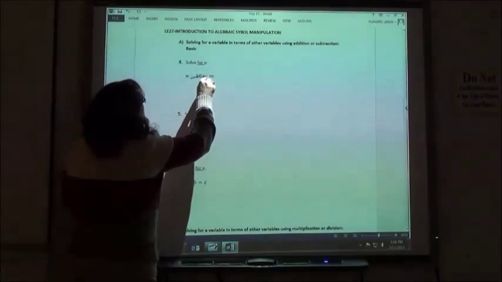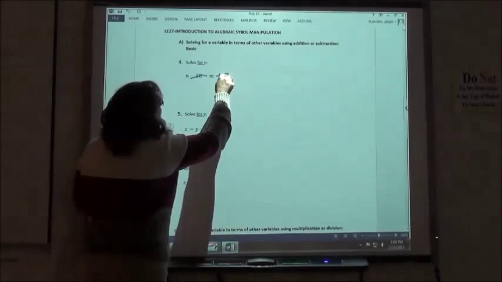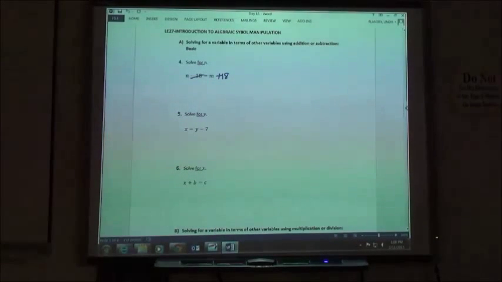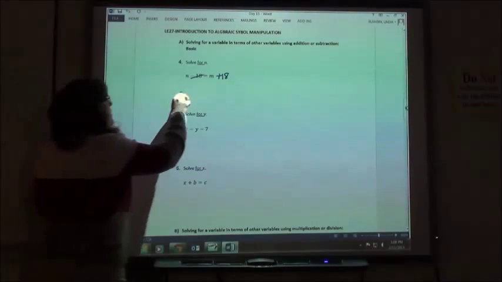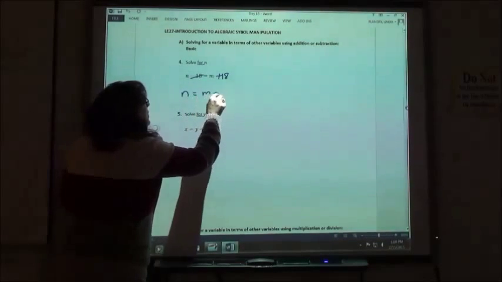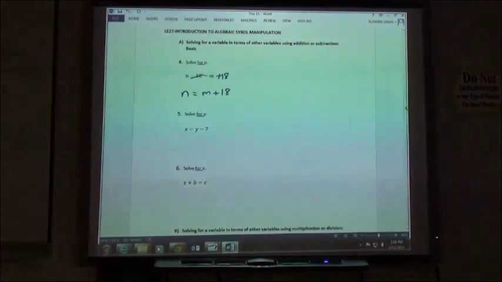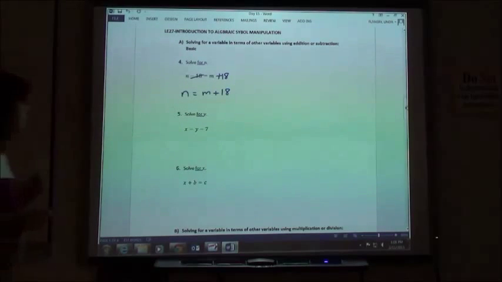And when I make it a positive 18, I really can't combine those because they're not like terms, so I'm just going to put it beside it instead of underneath, because we can't add them together anyway. So n is going to equal m plus 18. That's all they're going to have you do. They want to see, do you know, oh, I got to add it when I move it over. Okay?